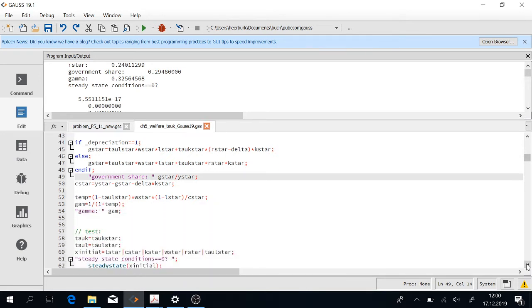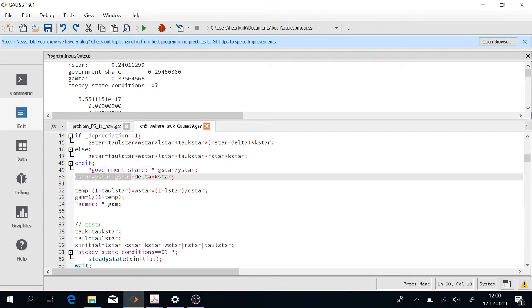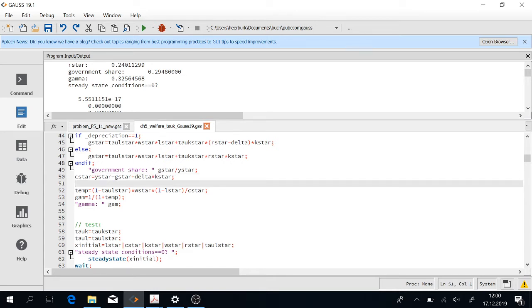With the help of the steady state resource constraint, we can compute consumption as a residual from output production minus government consumption minus depreciation. So notice that in steady state, investment is simply equal to total depreciation. So we just replace the depreciated capital stock.